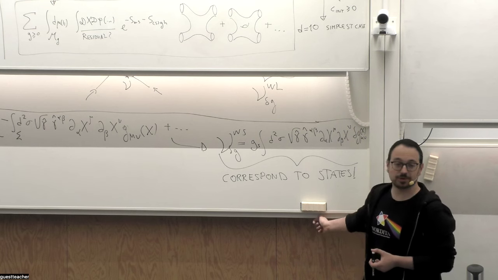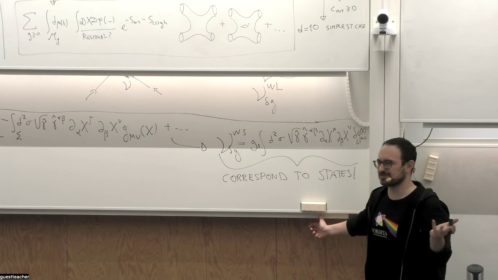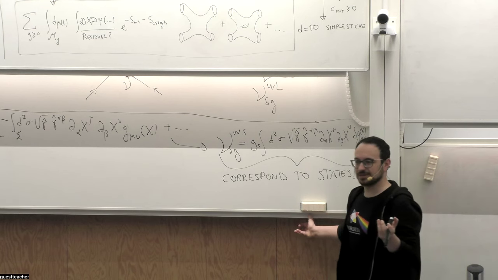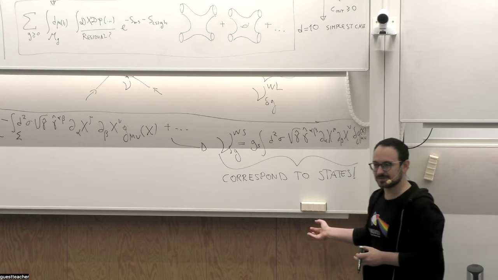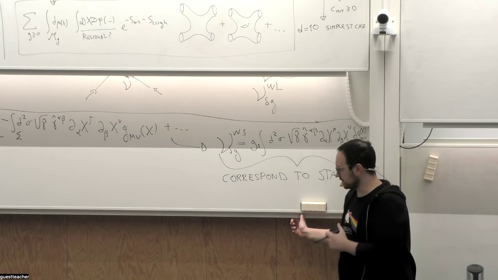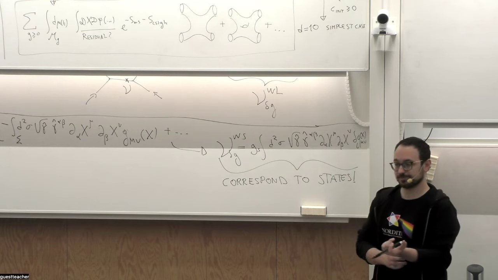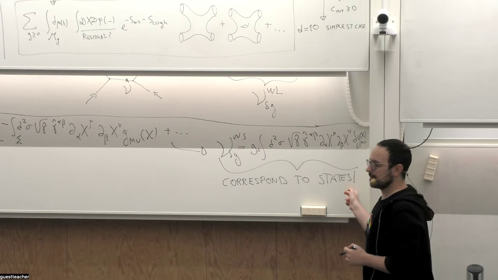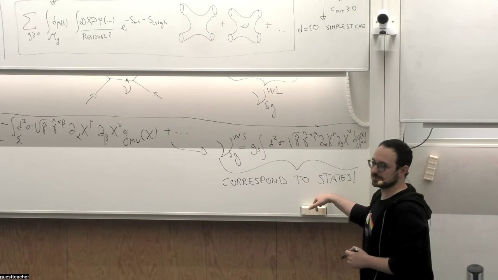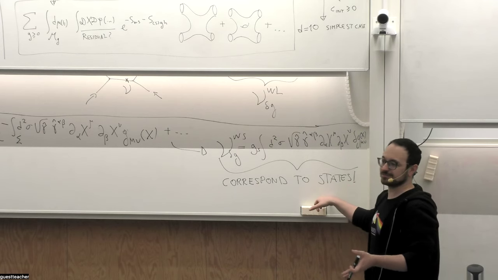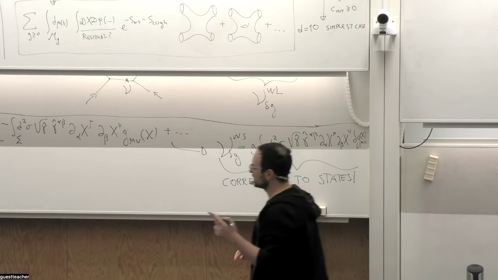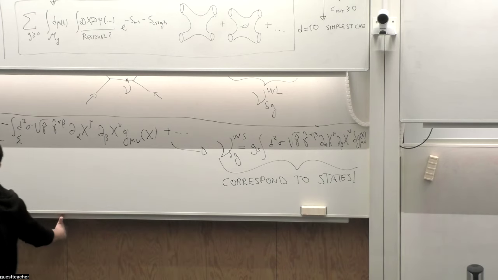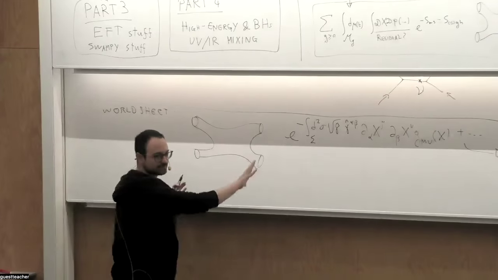So how does this work? How can operators correspond to states? This kind of makes no sense, there's nothing in quantum mechanics that tells us that this should be true. What makes it work is conformal symmetry. So there is a little asterisk here. They do correspond, but on different spaces, which are conformally equivalent. That's the trick.